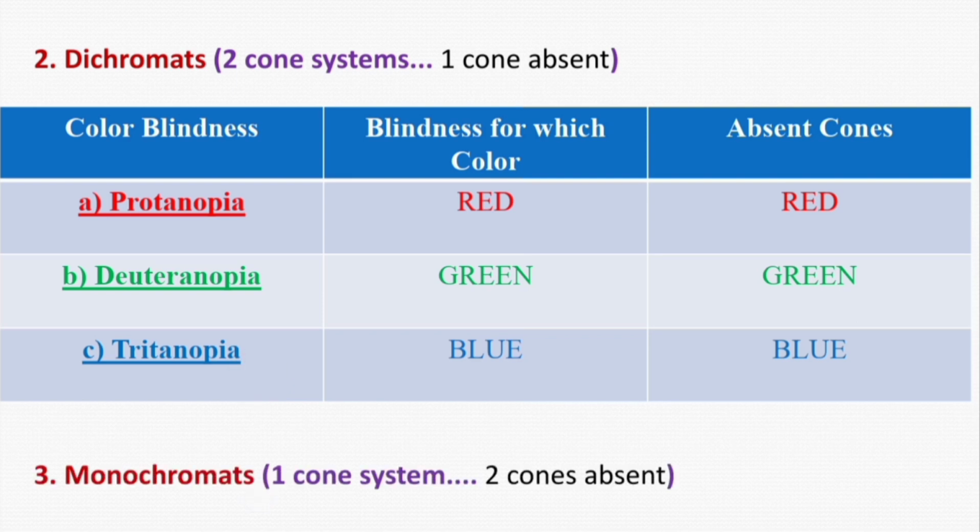Now, the third type of individuals are monochromates and they have one cone system only, while two cones are absent in them. They have the ability to see only one color.